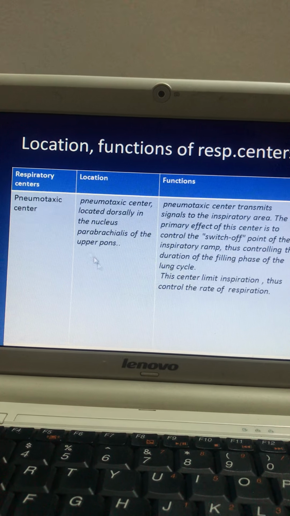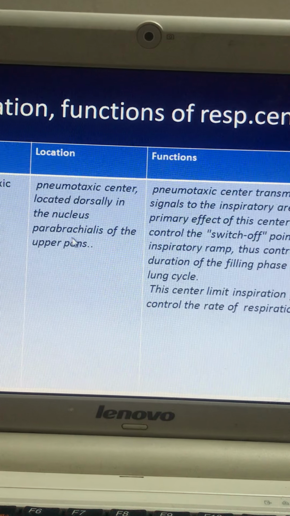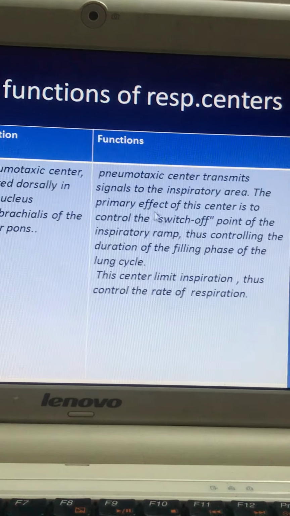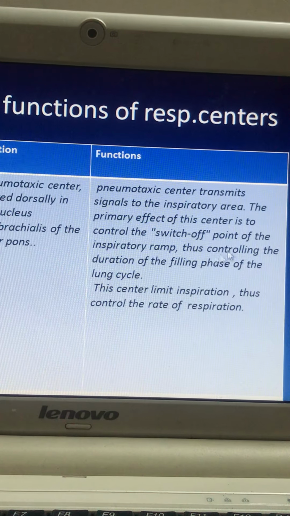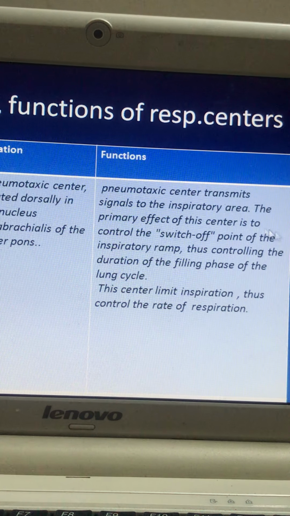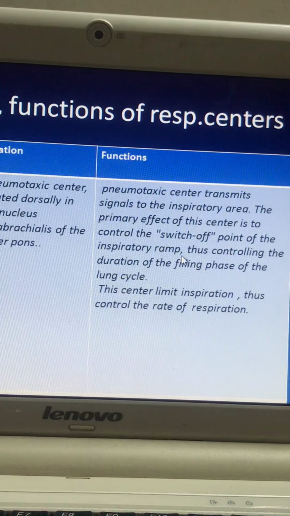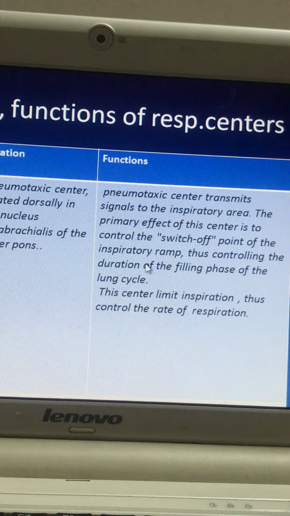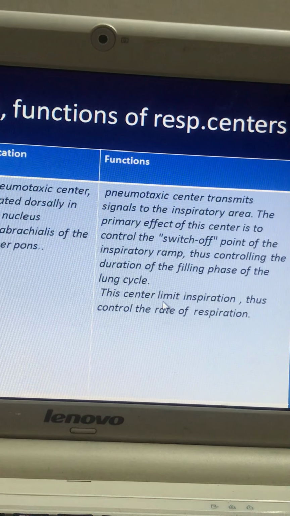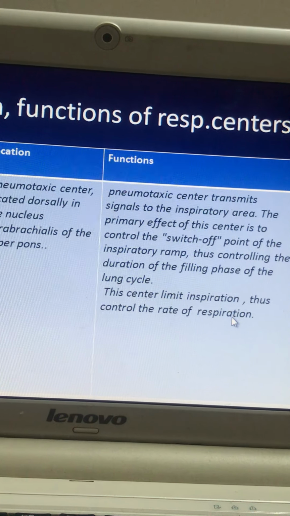Now, the pneumotaxic center. The pneumotaxic center is located dorsally in the nucleus parabrachialis of the upper pons. The pneumotaxic center transmits signals to the inspiratory area. The primary effect of the center is to control the switch-off point of the inspiratory ramp, thus controlling the duration of the filling phase of the lung. The center limits inspiration, thus controlling the rate of respiration.